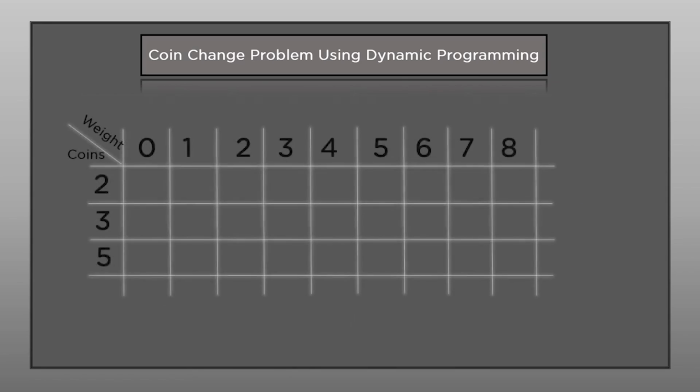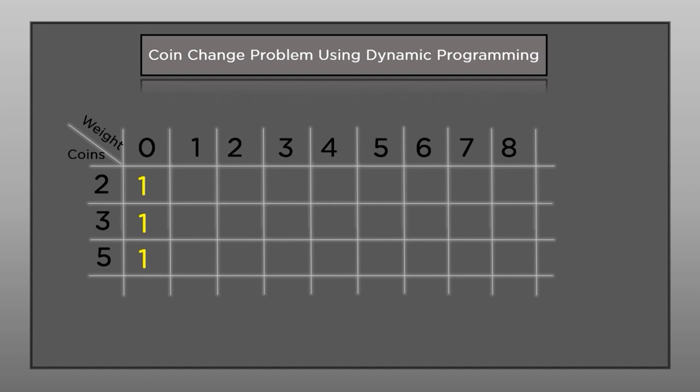Let's start with the coin of denomination 2, and the sum is 0. So there's only one way to go, because if we don't choose the coin value 2, we'll obviously make sum or weight as 0. And the same goes for coin 3 and 5. So we'll write 1, 1 and 1 below the sum of 0.